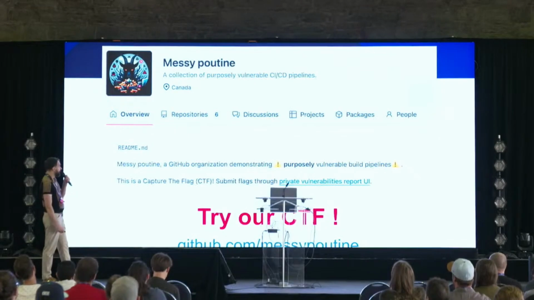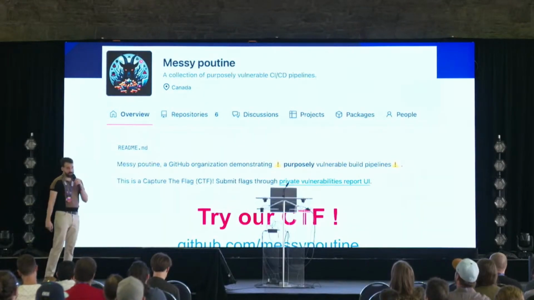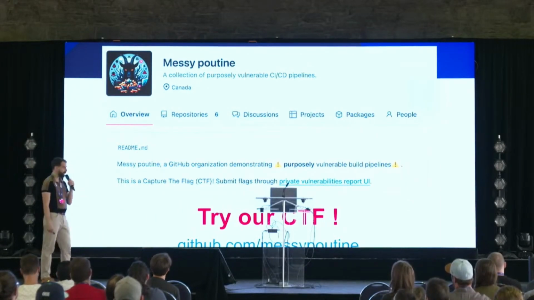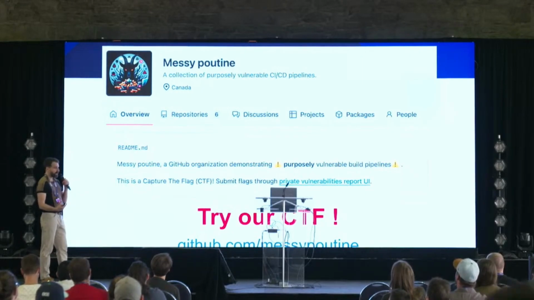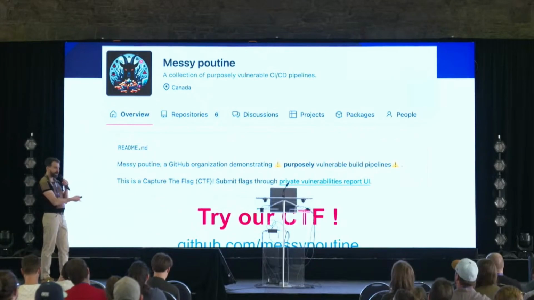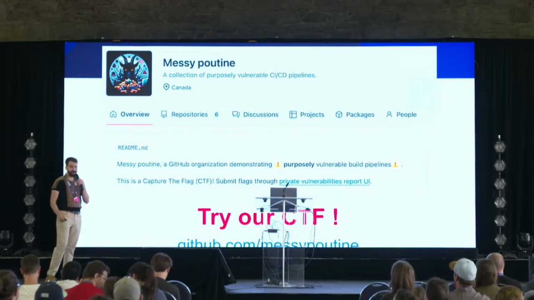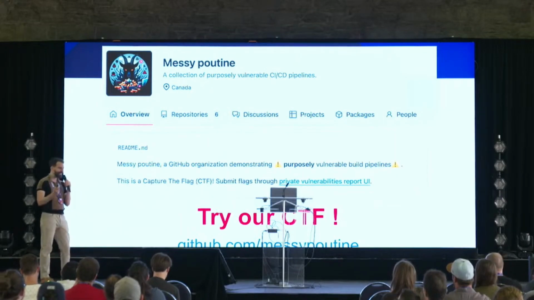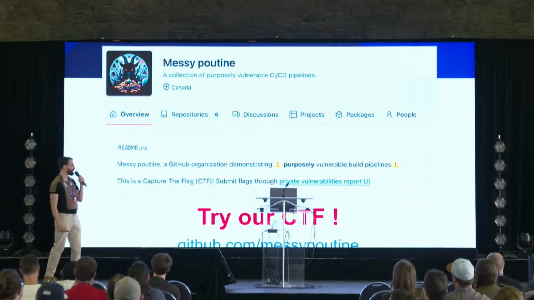There's also the Messi Poutine project on GitHub, which is really a capture the flag. It was designed to test our tool, so you can give it a try. Literally, you can exploit those workflows. There are about 20 or so flags. So far, no one has got them all. Even the red team at Mandiant was unable to find the hardest ones. So come talk to me, I can give you some hints.